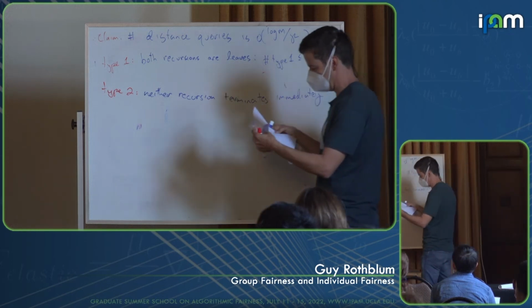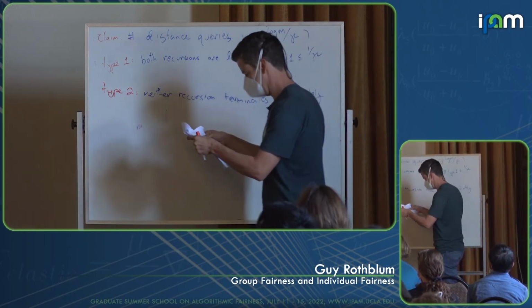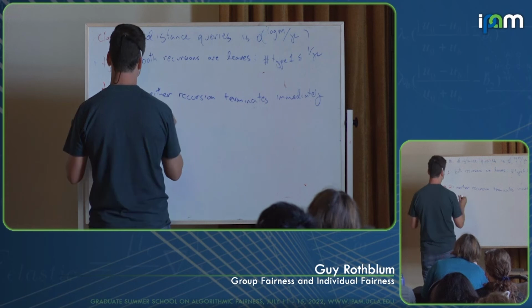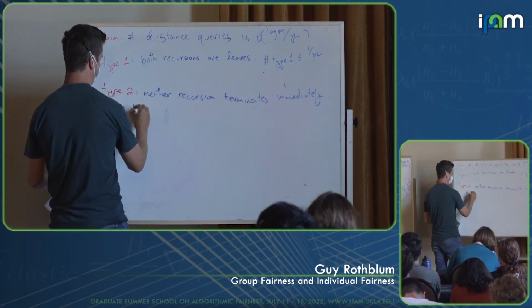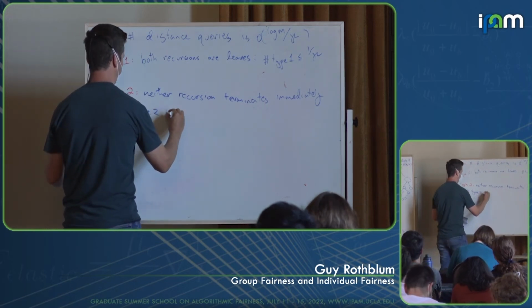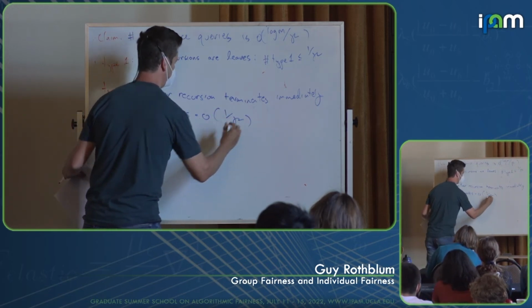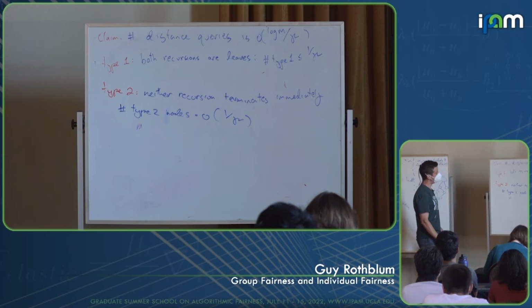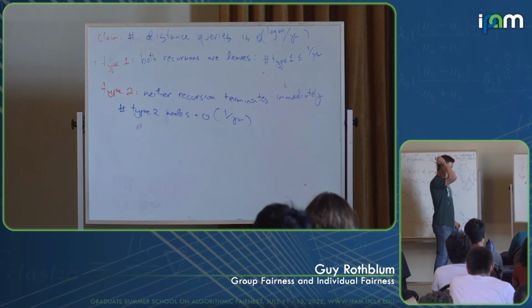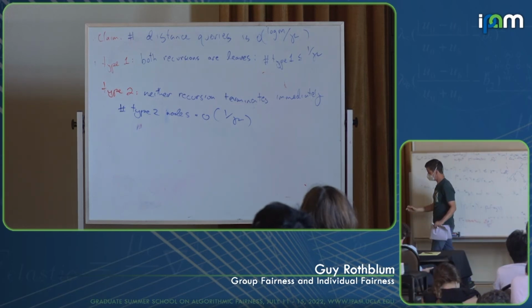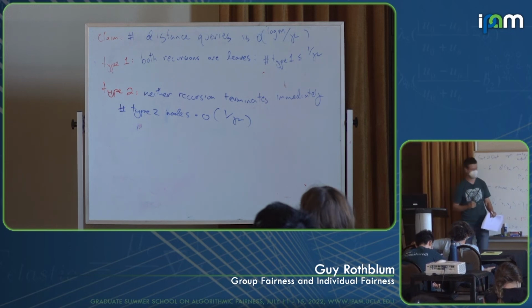So my claim is, again, that the number of type 2 nodes is about 1 over gamma. And I guess that's food for thought. How am I doing on time? I'm out of time.